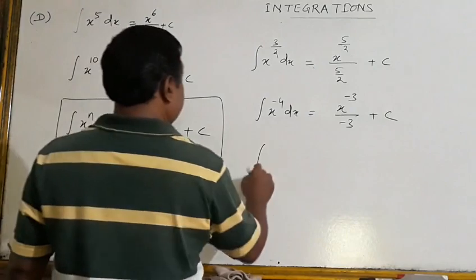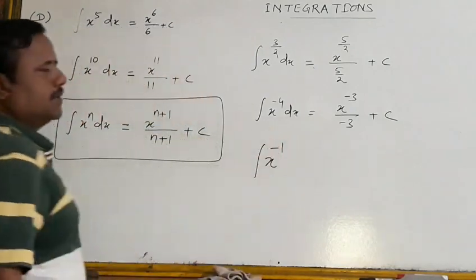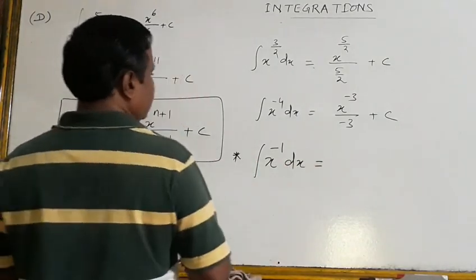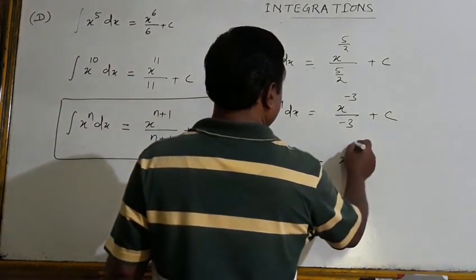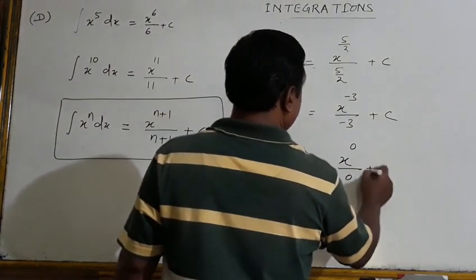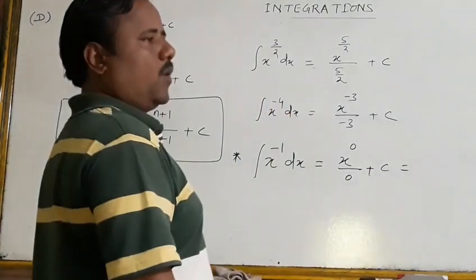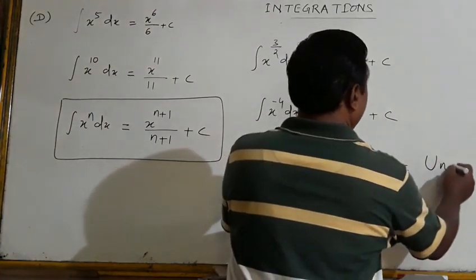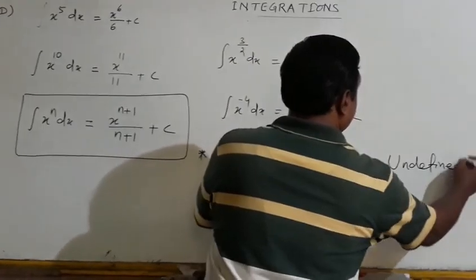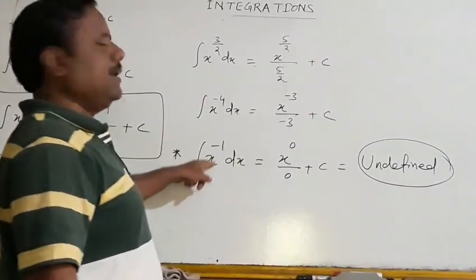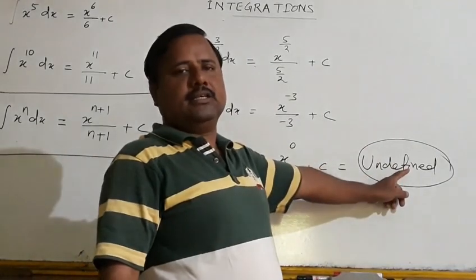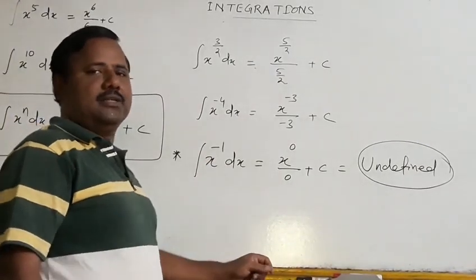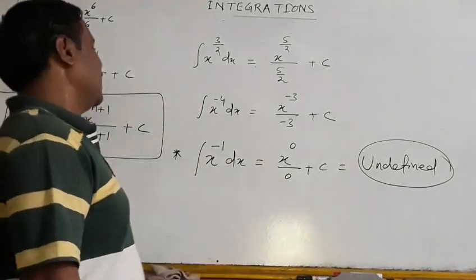If someone asks me x to the power minus 1, an interesting thing will happen here. X to the power minus 1 is x to the power minus 1 plus 1, means x to the power 0 by 0 plus c. And x to the power 0 means 1. 1 by 0, you know, is undefined. So this formula does not work for x to the power minus 1. Is it correct? Okay.